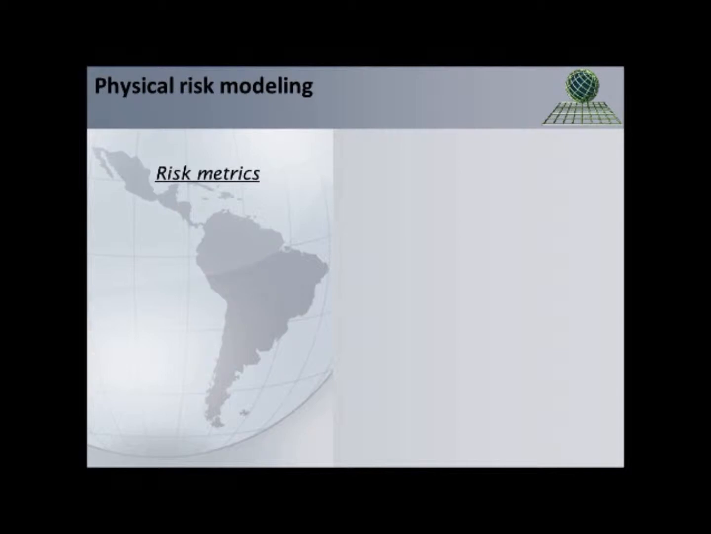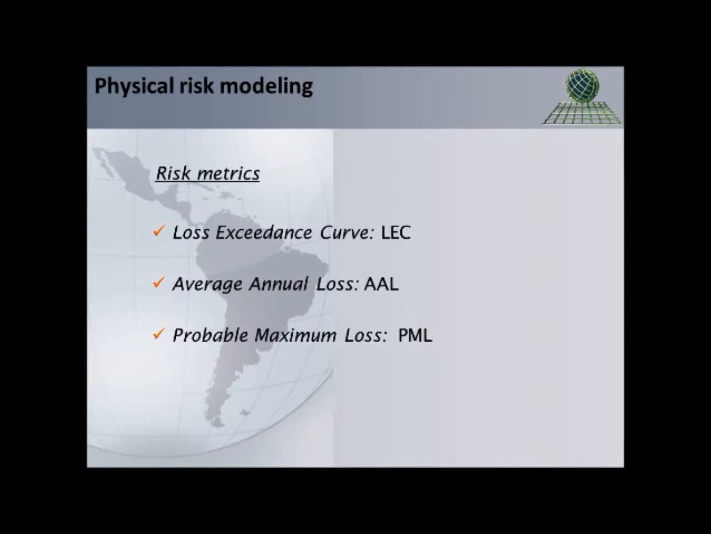With this methodological approach, the main output of the risk assessment is the loss exceedance curve, from where can be derived two other state-of-the-art metrics: the average annual loss and the probable maximum loss for several return periods. This last one can be computed only if a stochastic scenario approach to represent the hazard has been selected.